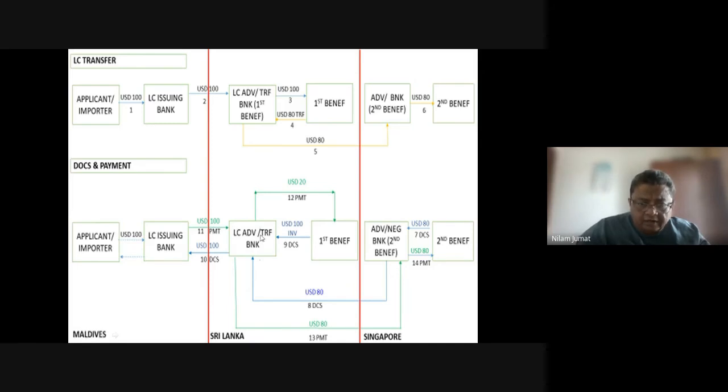Once Sri Lanka gets the $100, what was the amount that the Singapore guy gave? $80. So he will send this $80 in payment to the Singapore guy. Okay. So the Singapore person got the $80. Now the balance $20 will be credited to Banda's account.